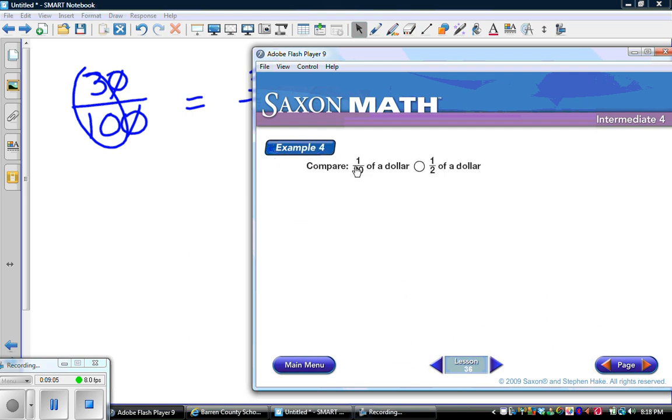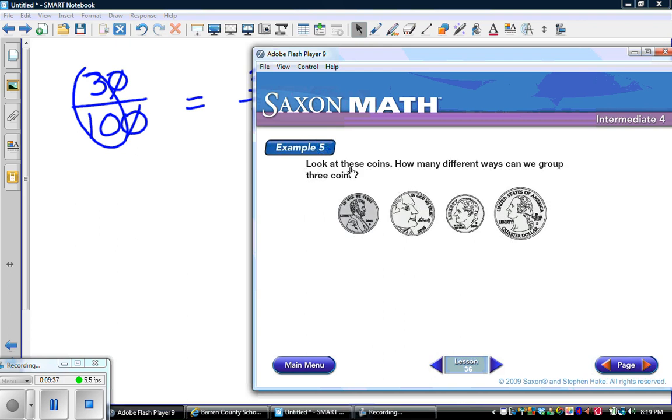Example 4. Compare 1/20th of a dollar with half a dollar. Okay. So what coin do you need 20 of to make a dollar? It's a nickel, isn't it? So we're comparing on this side, it's really a nickel. Now, a half of a dollar, how many cents would that be? That'd be 2/4, that's 50 cents, isn't it? Would you rather have a nickel or 50 cents? My alligator's going to eat 1/2 of a dollar.